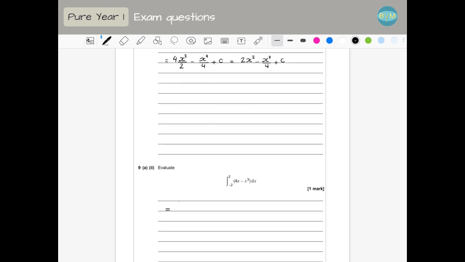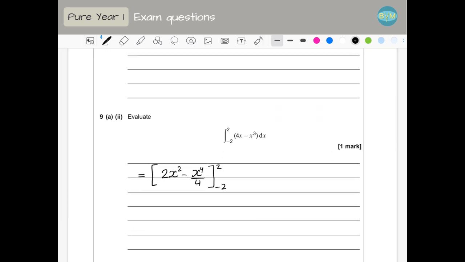So this is equal to 2x squared minus x to the power of 4 divided by 4 between minus 2 and 2. And now I'm going to substitute. Remember the top one first. So it's 2 times 2 squared minus 2 to the power of 4 divided by 4 all minus, I substitute the minus 2. And I would write brackets here because it's easy to make mistakes with the signs when you have more than one term. So I substitute the minus 2 squared minus 2 up to the power of 4 divided by 4.